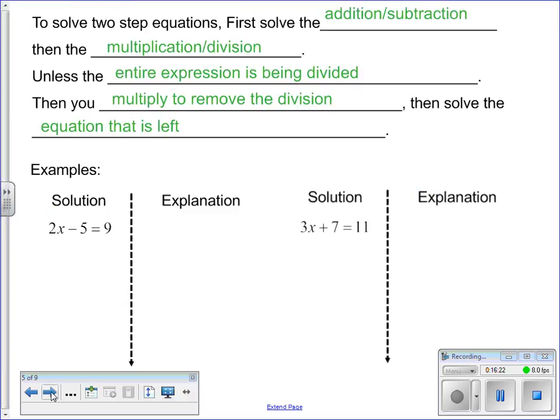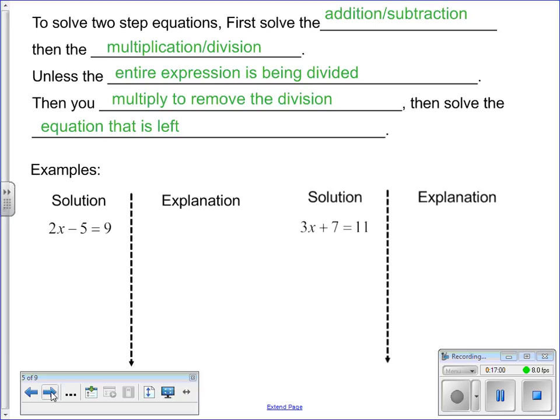Okay, now we're going to start working on two-step equations. Rules are fairly simple for two-step equations. To solve a two-step equation, generally speaking, first you solve the addition/subtraction portion, then the multiplication and division, unless the entire expression is being divided, and we will have an example of that. Then you multiply to remove the division, and then solve the equation that is left after that. Okay.